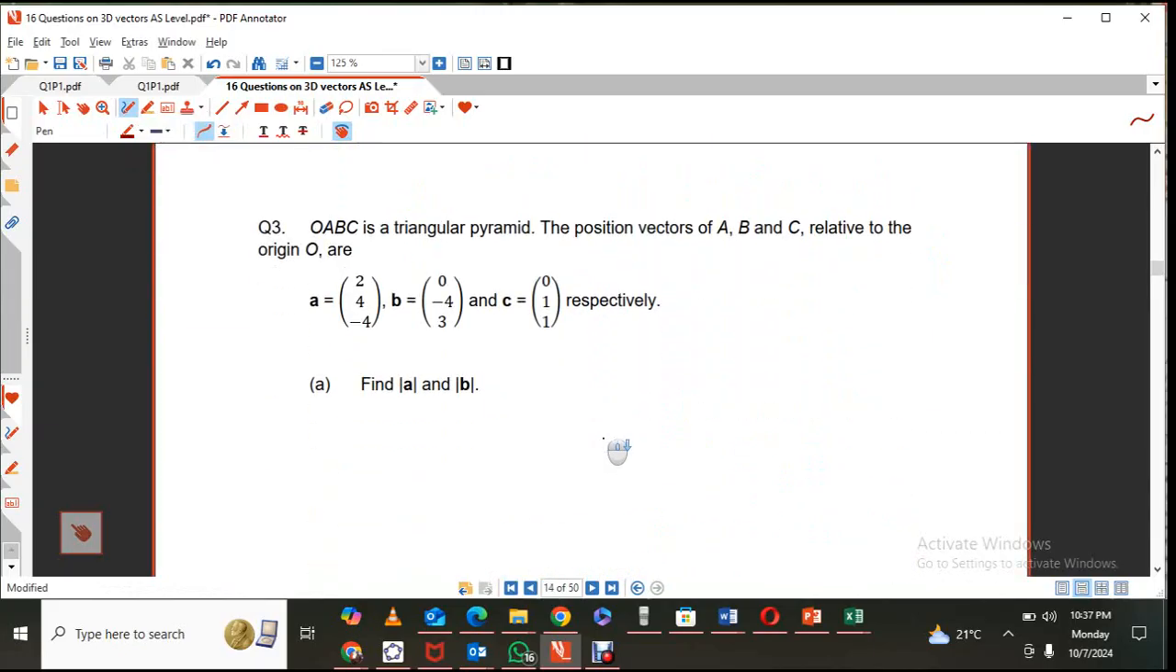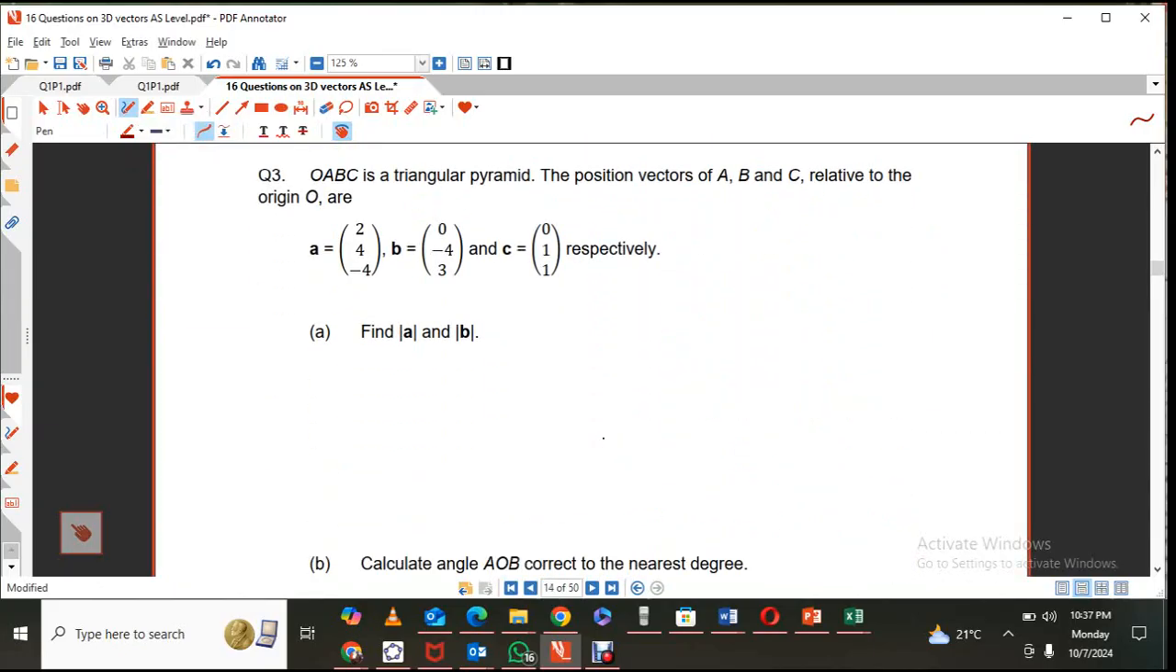Okay, let's go to question 3. Question 3 is very important. They are saying OABC is a triangular pyramid. The position vectors of A, B, and C relative to the origin are given below.